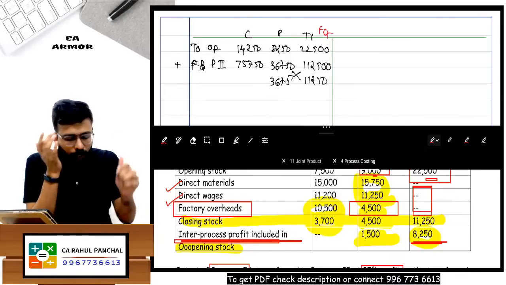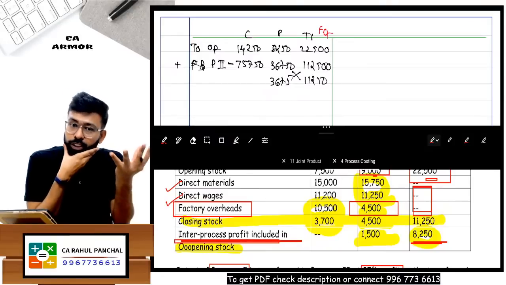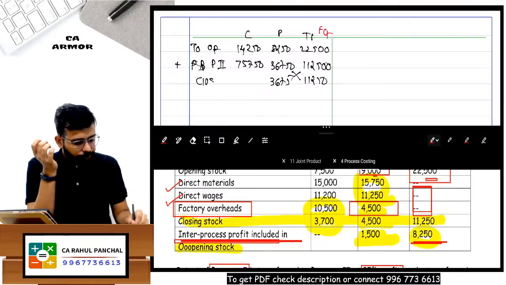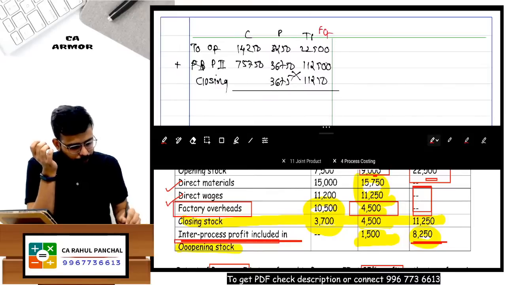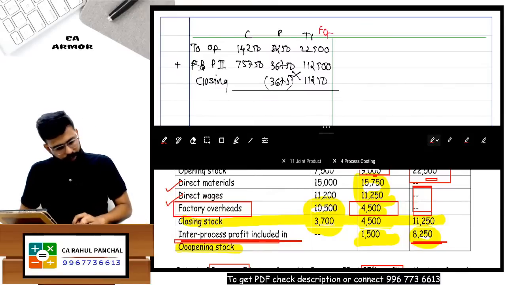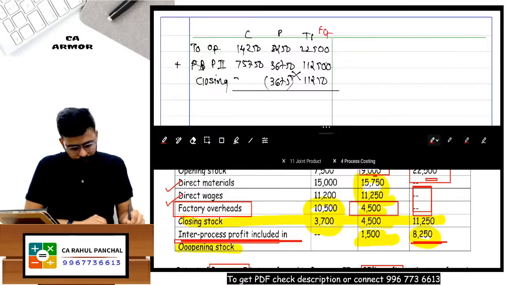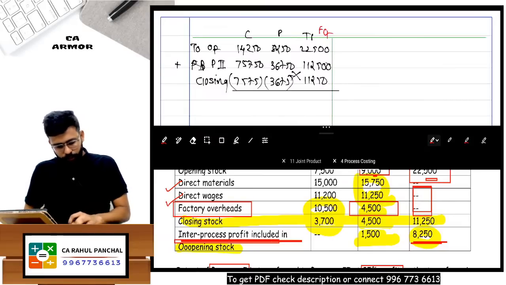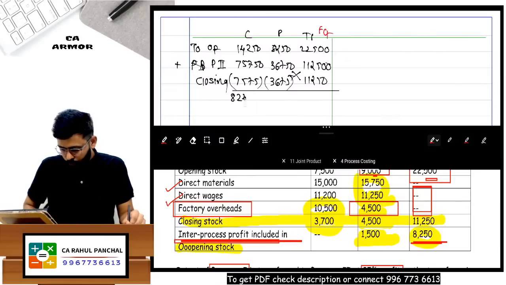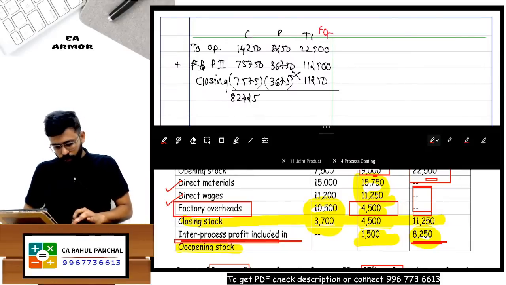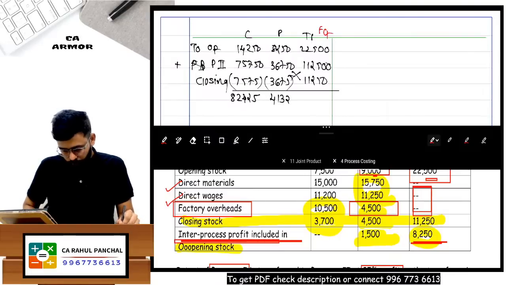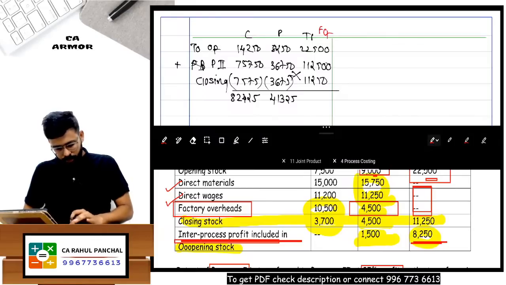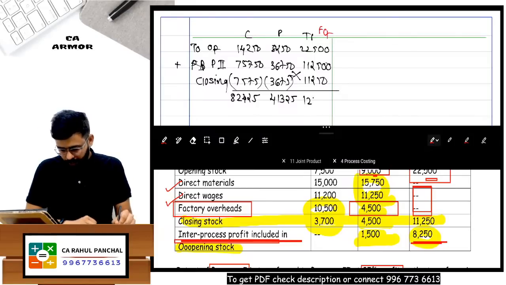You just need to take process 2 things into consideration because it is valued at process 2 data. Okay, there is a closing stock. Nothing else is there, so you just need to subtract this. So 11250 minus 3675 and you get the value 7575. Subtracting this, you will get your final values. That is 14250 plus 75750 minus 7575. You will get 82425. Then 8250 plus 36750 minus 3675. You will get 41325, and here 22500 plus, just subtract the things, you will get this value.